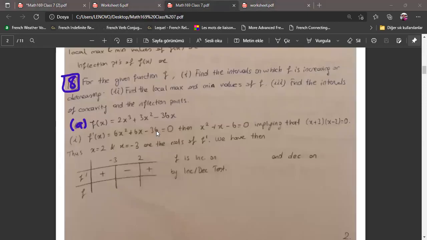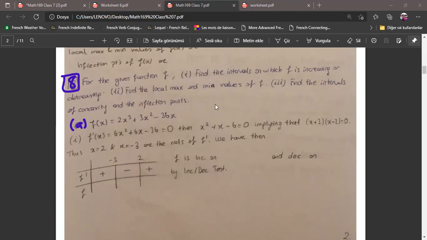So here we're given functions. We will first find the intervals on which the given function is increasing or decreasing, and then local max and min values of the given function, and then the intervals of concavity, and of course inflection points also. So let's start with this one. f of x is given by 2x cubed plus 3x squared minus 36x.